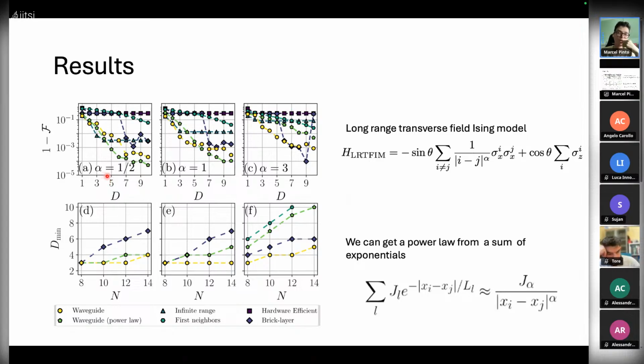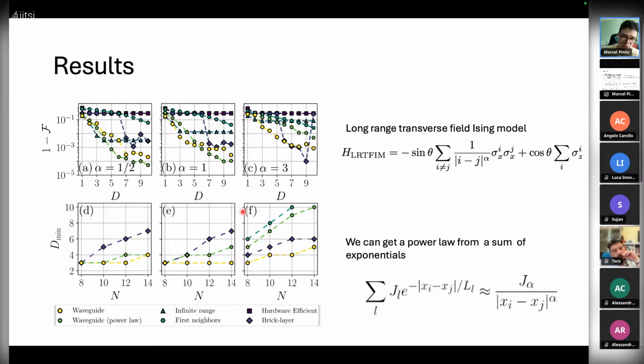So these are the results that they found. Again, now they test for alpha equals 1/2, 1, and 3. That is the exponent of this parallel interaction. And again, you can see that the waveguide and the waveguide with the power law are by far the best compared to the others, except when you look at alpha equals 3. For alpha equals 3, you see that the bricklayer has a result for a deep circuit, but again we have that problem, right? We don't want deep circuits.